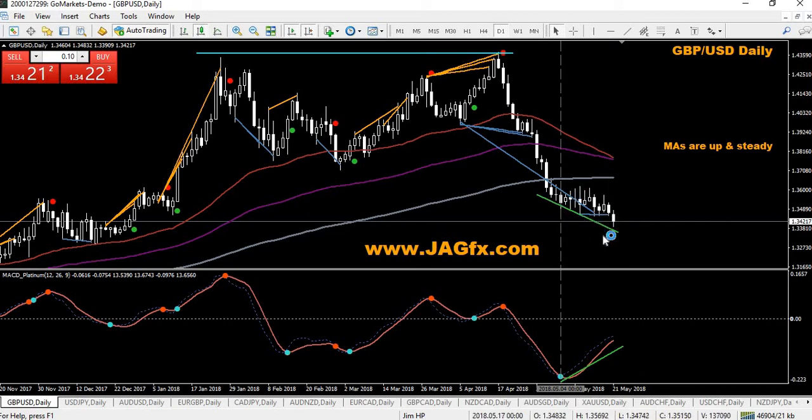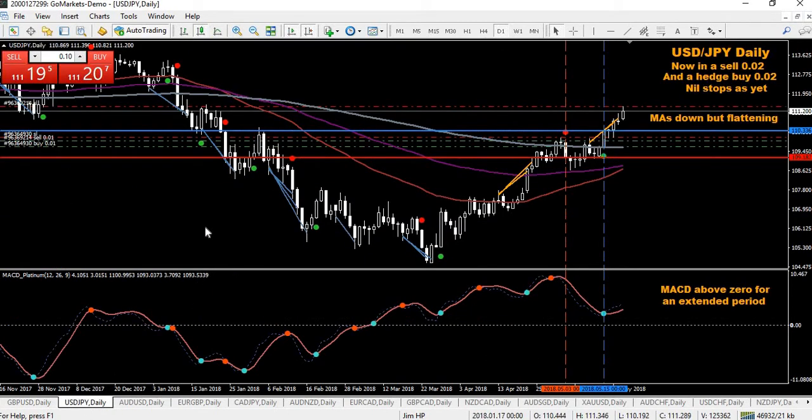We haven't got a QMP green dot as yet, and I've drawn these lines in preparation for possible divergence. So possible bullish divergence, with price going down and MACD going up, that's divergence. There's a difference between the way price is going and the way the MACD Platinum's going. So there's nothing happening at the moment, we're just waiting.